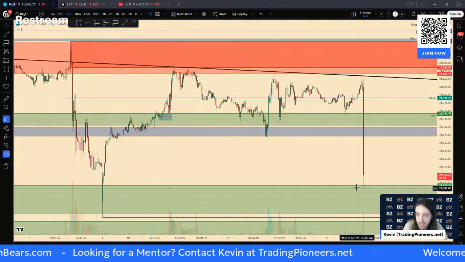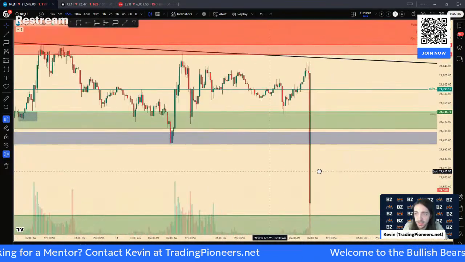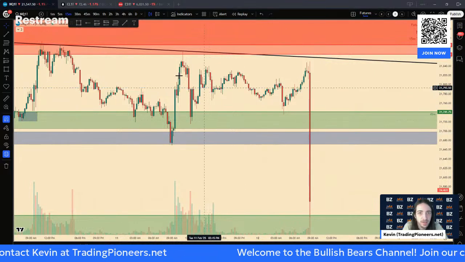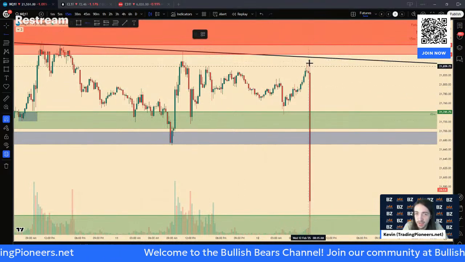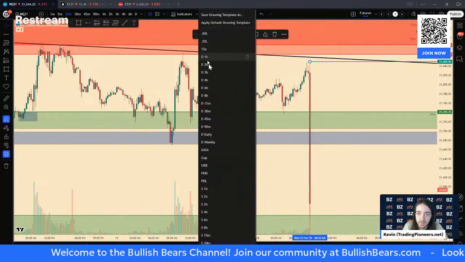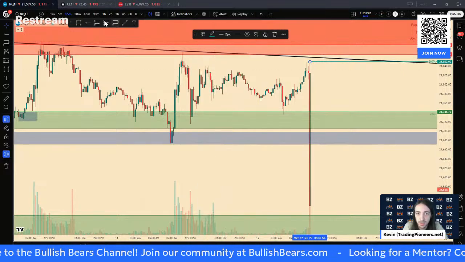And look at that. NASDAQ's reacting to this level right now. So that's a level I'm going to be keeping an eye on. So here's our data high and our data low.